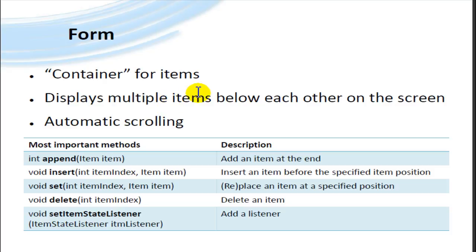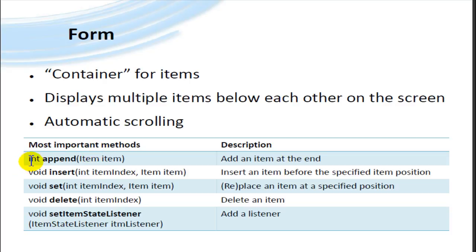So when you say a form, a form for example is a container for items, and the important thing is that we can put many things on a screen now. We saw before that we have form, list, or text box. Only one thing can be put on a display on the screen, but now we can put a lot of things on a screen, and it has automatic scrolling. If it goes down, a scroll will be given automatically to it.